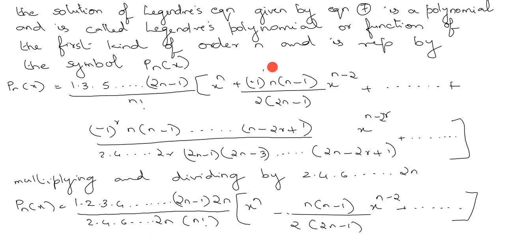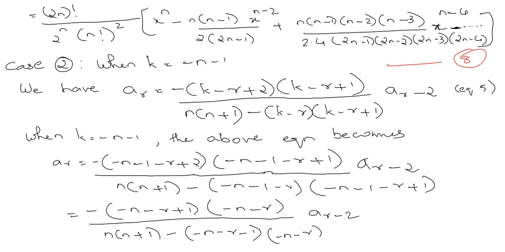Now minus 1 raised to 1 is minus, so here I have written that minus sign. The next term will be plus, alternately the terms will become positive and negative. So that is the next step, 2n factorial divided by 2 raised to n into n factorial the whole square into x raised to n, minus n into n minus 1 divided by 2 into 2n minus 1 into x raised to n minus 2, plus etc. So that is the first case.